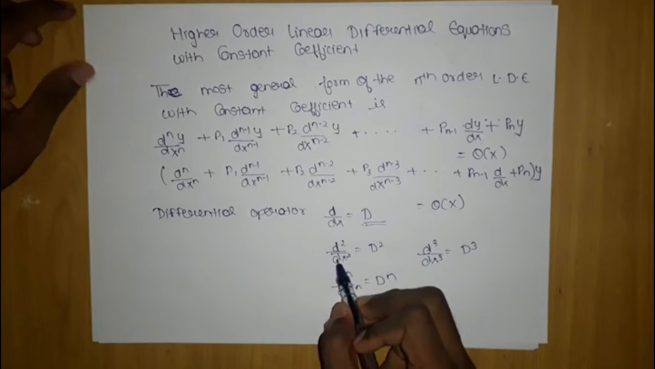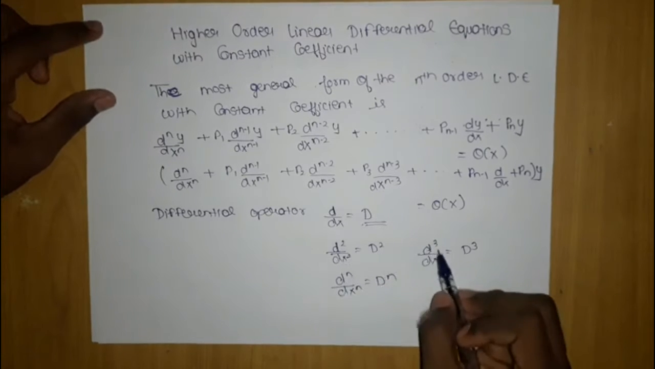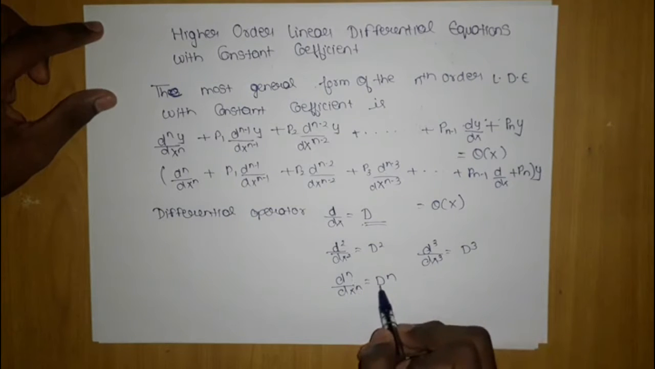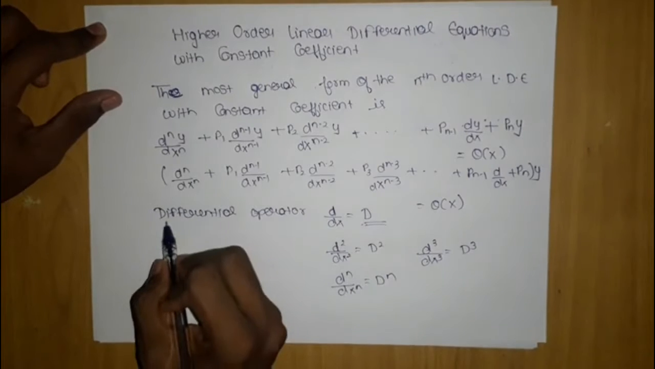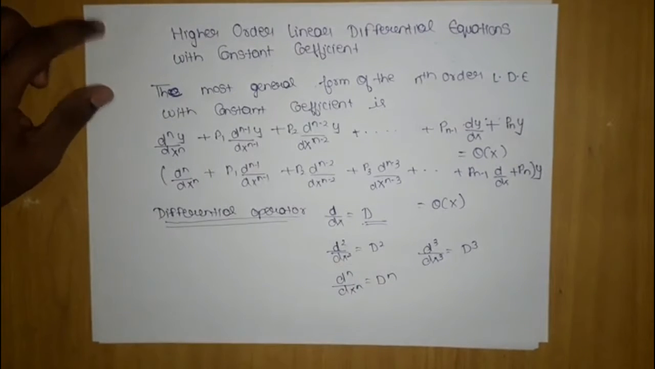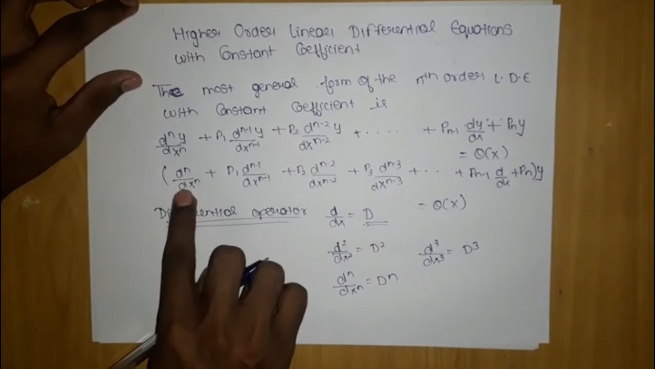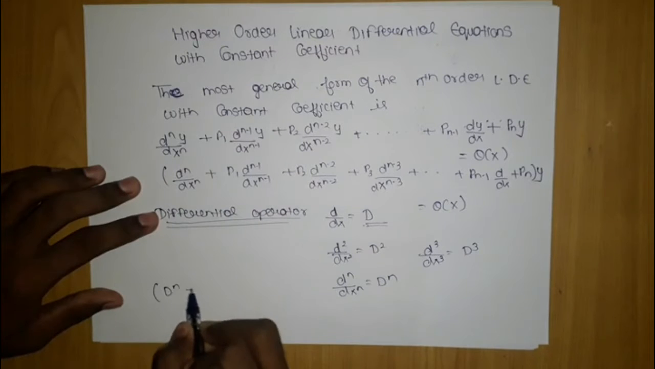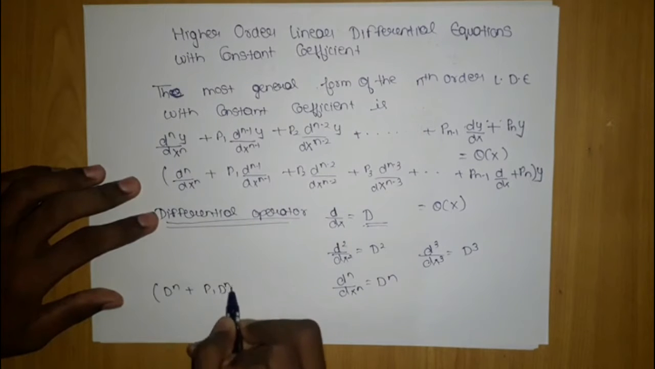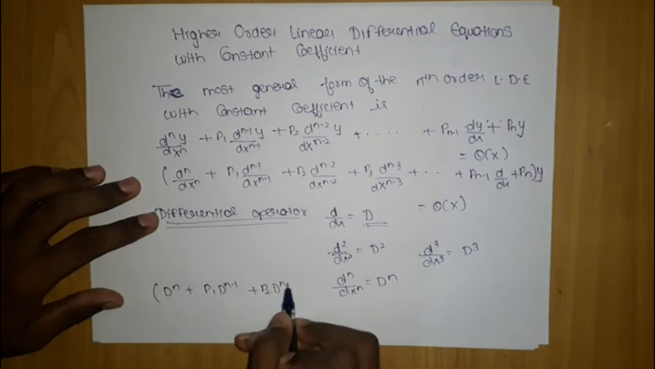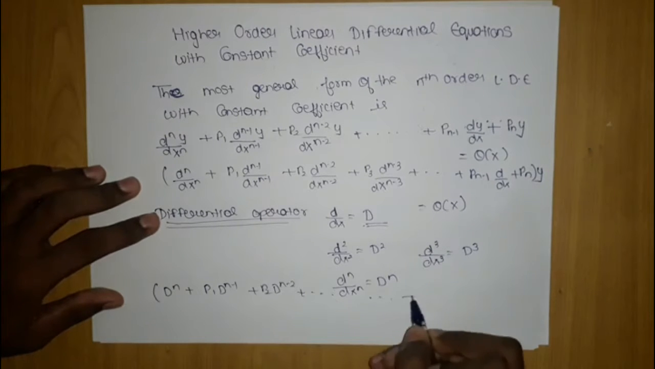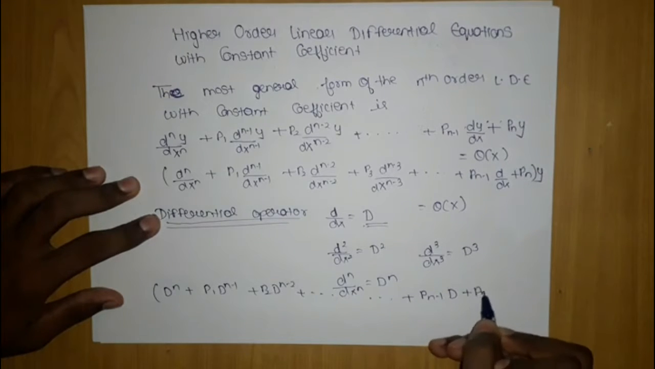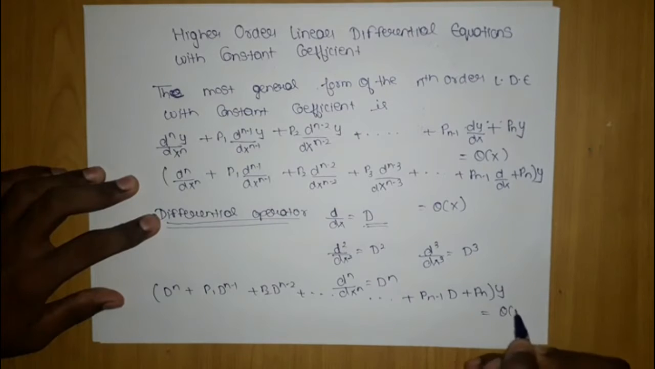And one more thing, d square by dx square you can replace by D square, d cube by dx cube you can replace by D cube, and d^n by dx^n you can replace by D^n, and D is the differential operator. Now here d^n by dx^n can be replaced by D^n. Similarly, all the terms can be replaced, so D^n, here p1 D^(n-1), p2 D^(n-2), and this will go on till we reach the final. Here p(n-1) D, here pn will be there, and into y equal to q of x.